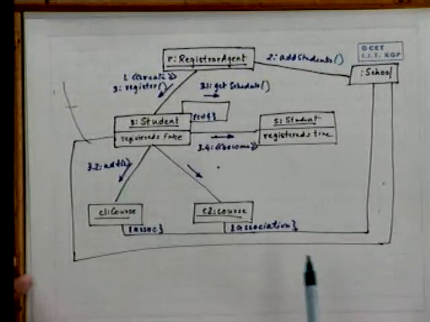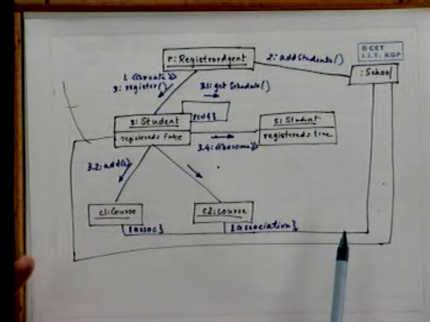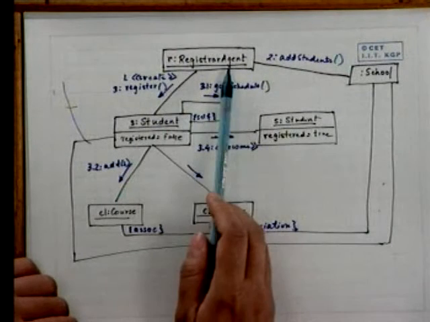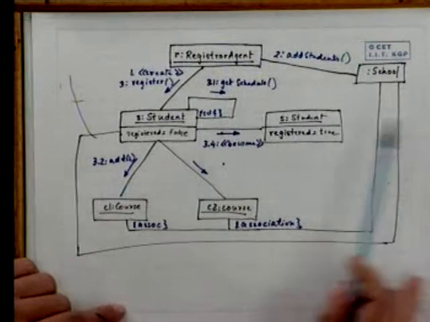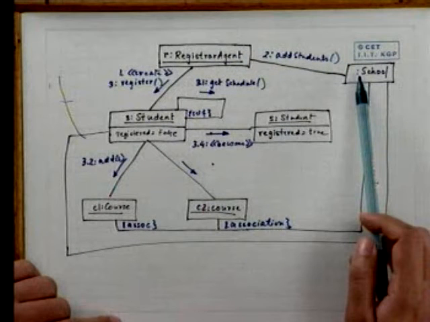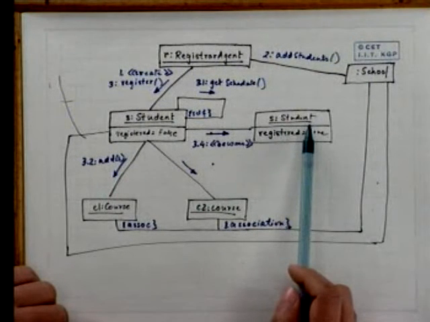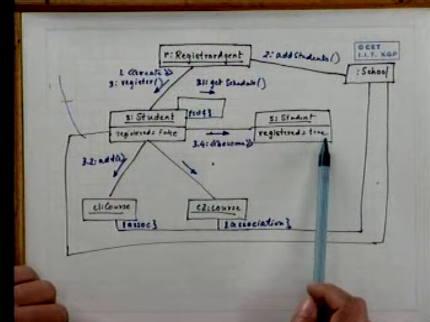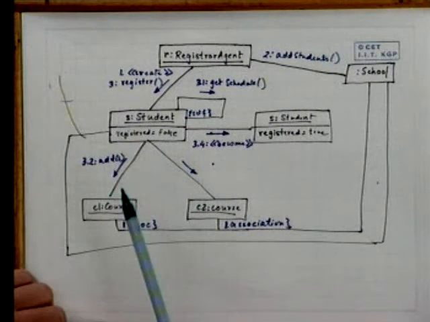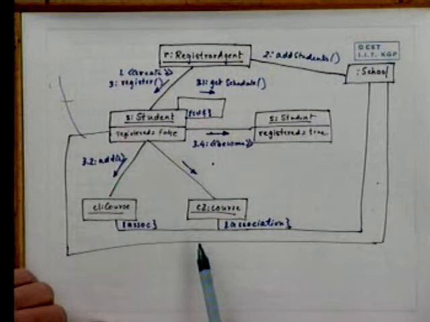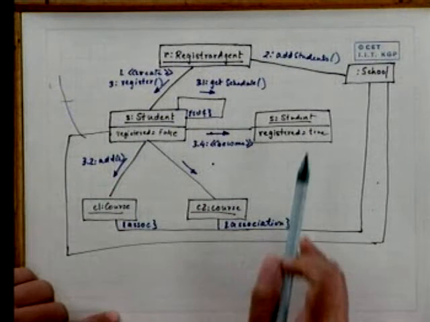So let us see an example of an interaction diagram, of a collaboration diagram. So we have this process system which represents the registration of students in a school. R is an object of type registrar agent. This is an object of type school. S is an object of type student whose registered attribute is true. This student's registered attribute is false. C1 is an object of type course. C2 is another object of type course.